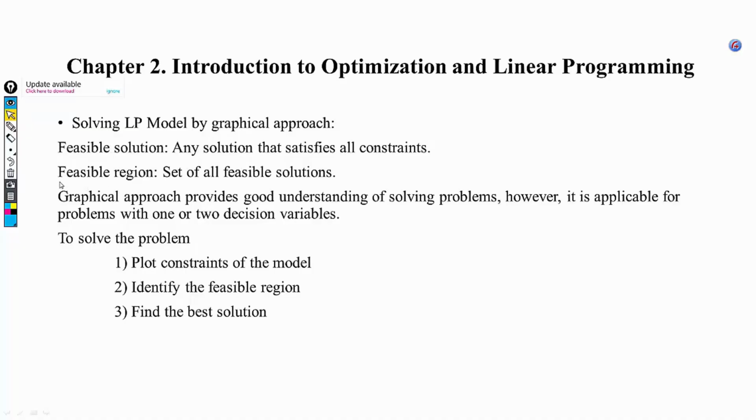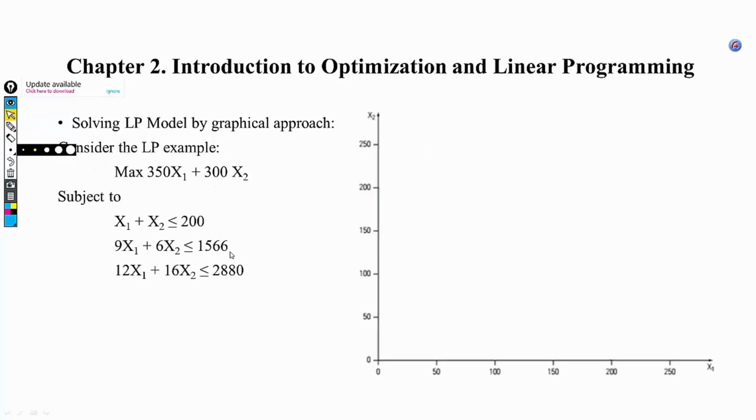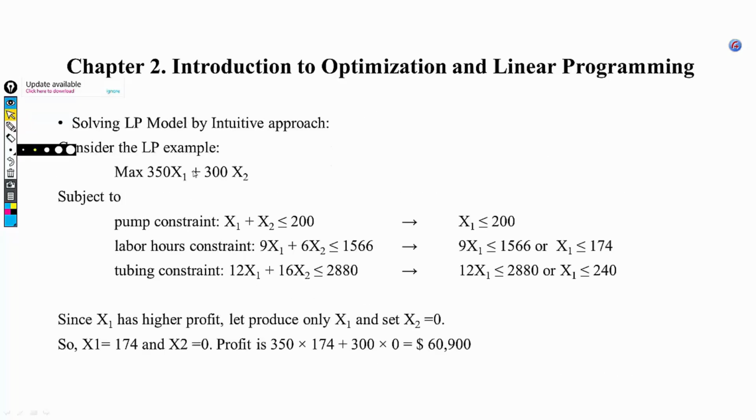Another term is feasible region. The region that covers all the feasible solutions is called the feasible region. In a bit, we explain both terms more clearly in the practical example. If we want to solve a model by the graphical approach, we have to plot all the constraints and then find the feasible region and then find the best solution. Recall the example we had already discussed and solved by the intuitive approach. Let's plot this model and solve it by the graphical approach.